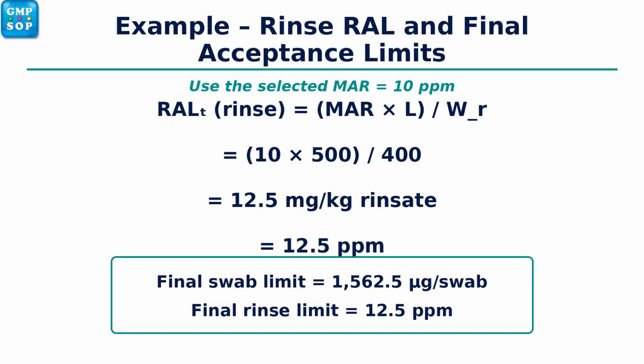Now calculate the rinse RAL. RALT for rinse equals MAR multiplied by L divided by WR. Substitute the respective values. RALT equals 10 multiplied by 500 divided by 400. This equals 12.5 milligrams per kilogram of rinsate. That is equivalent to 12.5 parts per million.